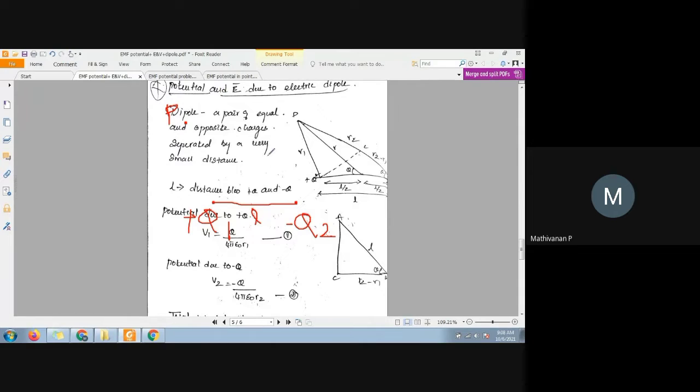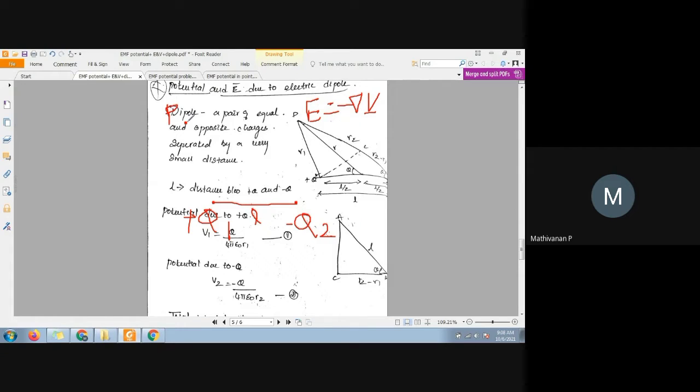How are we going to derive it? We know the relation E is equal to minus del V. Based on this equation, we are going to derive it. If you know V, then we can easily find the electric field intensity. If you know the potential of your dipole, then we are able to find the electric field intensity.